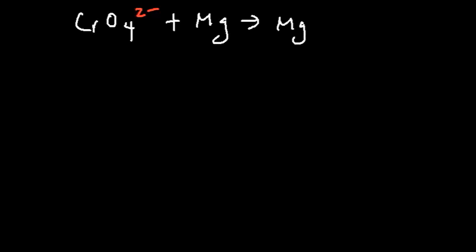So let's try another example. So chromate plus magnesium converted into magnesium hydroxide and chromium hydroxide. So let's start with magnesium.